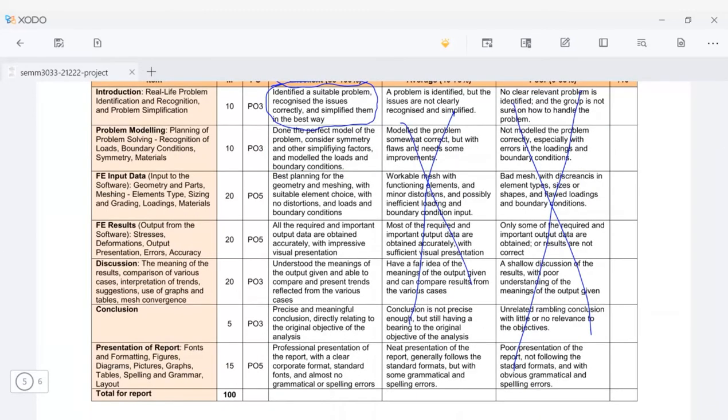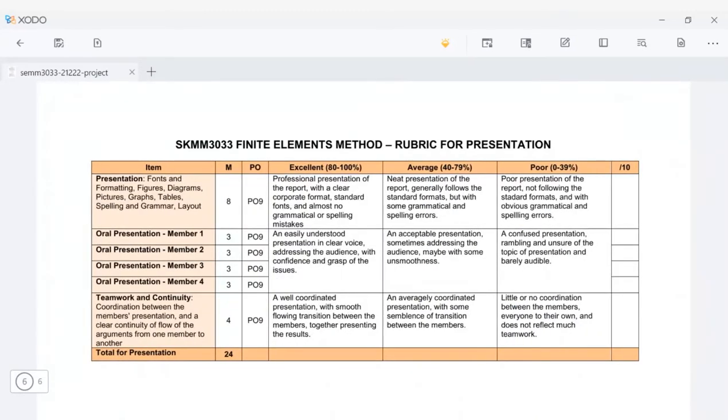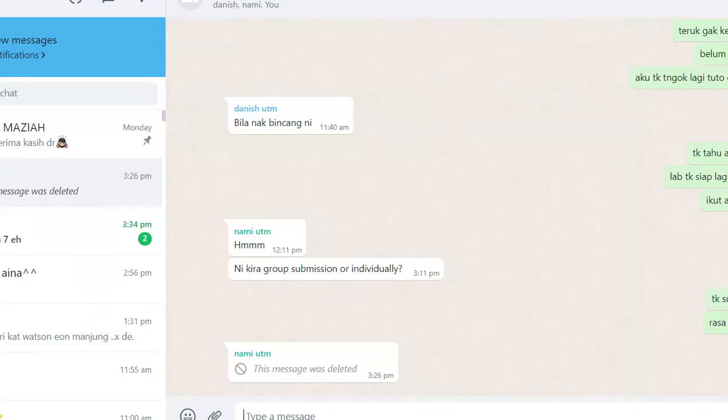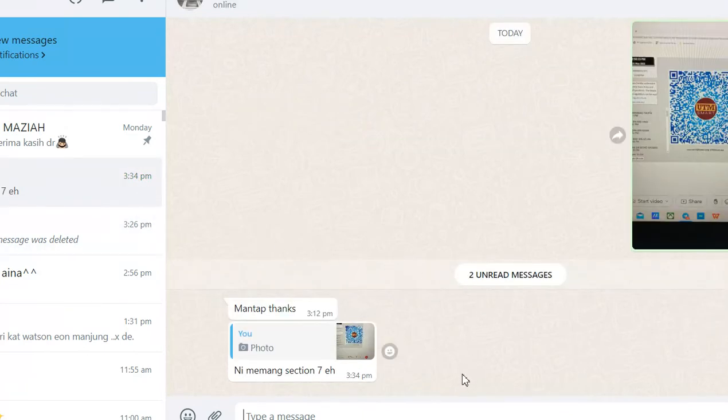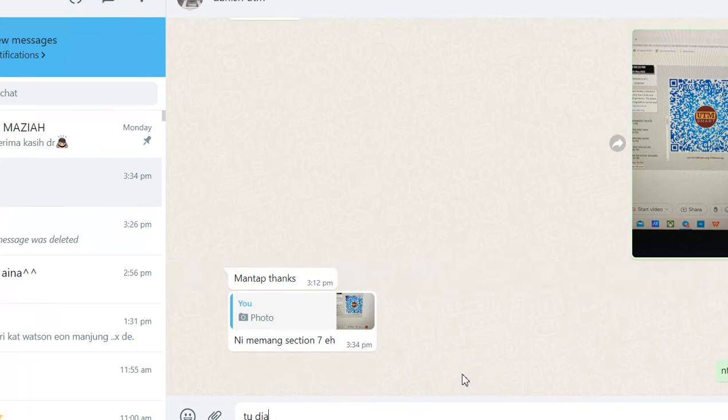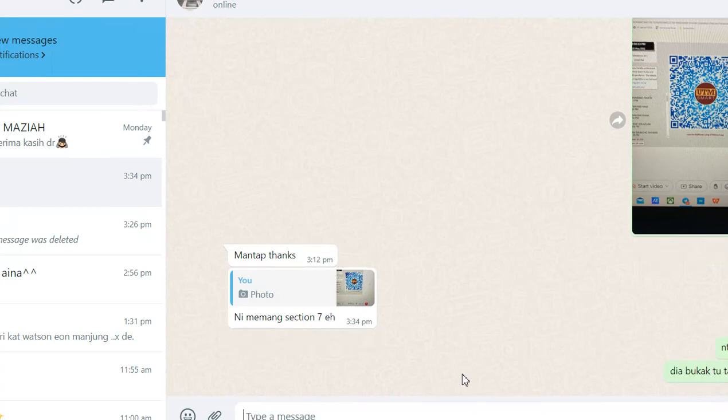Okay, so this is for the report, and we also have for the presentation. Again, oral presentation, all members must present, because that's marked to it. Again, what you want to see is this. An easily understood presentation in clear voice, addressing the audience with confidence and grasp of the issues. I see a blank face, not confident. They cannot even explain.